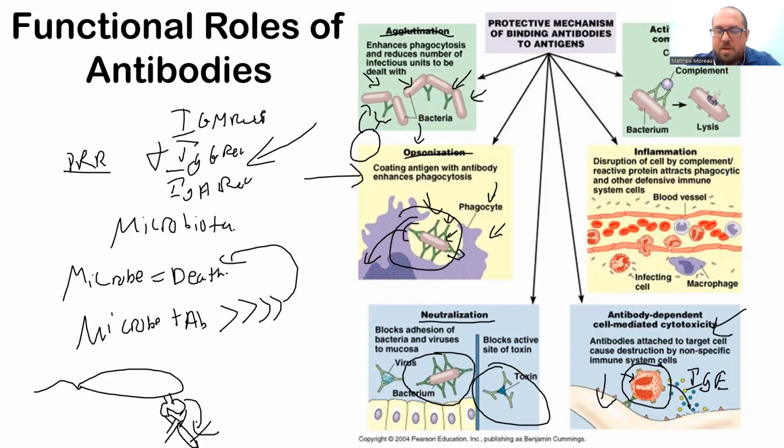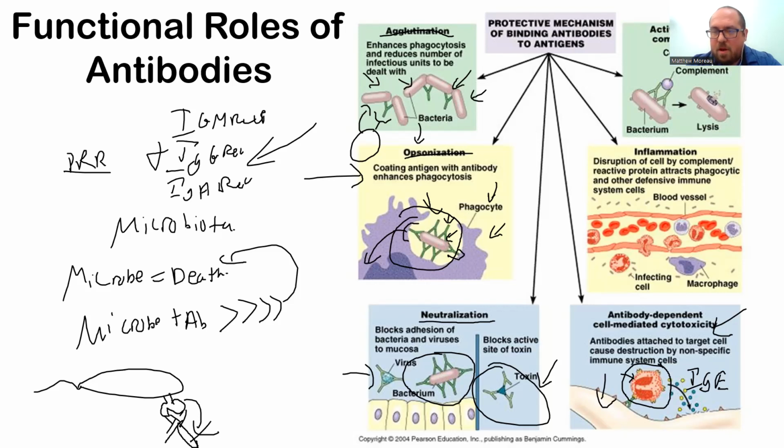So neutralization can prevent docking or adherence, which again is a really critical part of the pathogenic strategy, but also, really importantly, it can inhibit or block the ability of effector molecules such as toxins, toxoids, and poisons from binding their receptor targets and causing cellular damage.